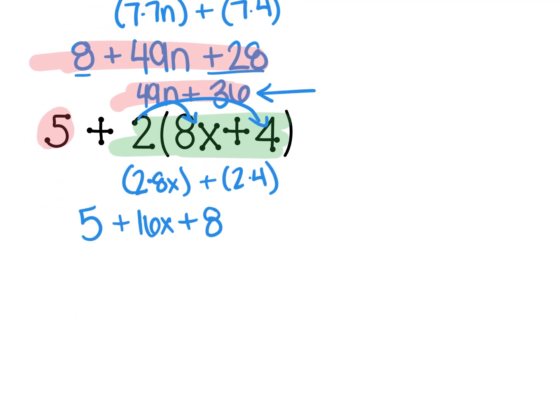Now looking at that, which terms, Avery, can we combine? 5 and 8. Yeah, 5 and 8 are both constants. What'd you say? 13. So we're going to have 16x plus 13. You might have been thinking of it as 13 plus 16x, which is fine too. The proper way of writing it is to write your constant last and your variable terms first.